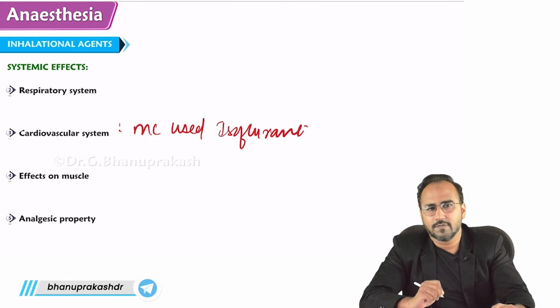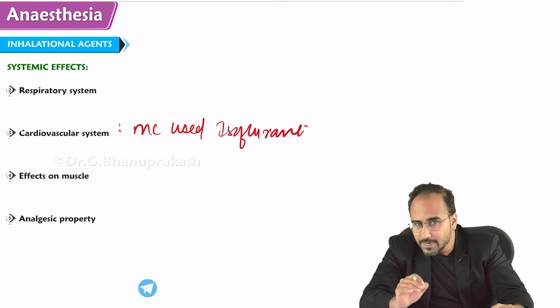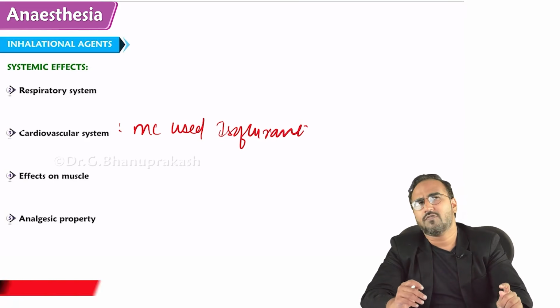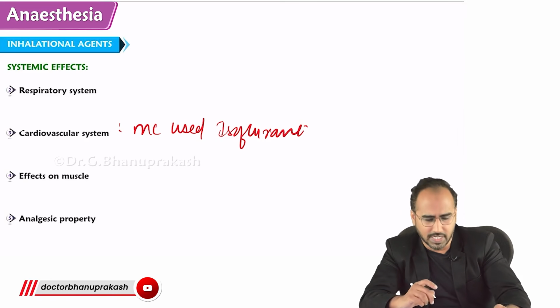Now next is what? We have discussed the cardiovascular system. We have discussed the CNS. After CNS and CVS, what will we study? Respiratory and muscles. For that, again recollect the summary. For respiratory as well as muscle, the best inhalational agent that is used is halothane.